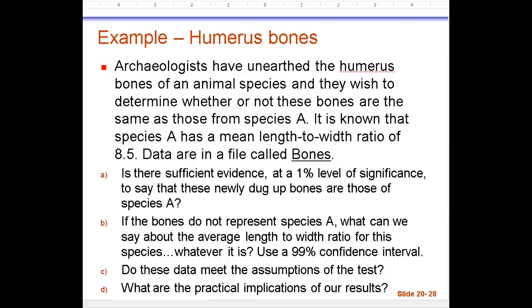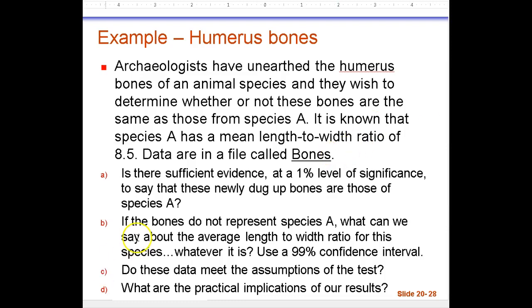Now, we want to know whether or not these bones represent species A. Well, when we go to set up our hypotheses here, the null hypothesis is going to be that these bones do represent species A, so the mean is equal to 8.5. But if the mean length to width ratio of the dug up bones is significantly smaller than 8.5 or significantly bigger than 8.5, they will not represent species A. So this is going to be a two-tailed test, equal to 8.5 versus not equal to 8.5.